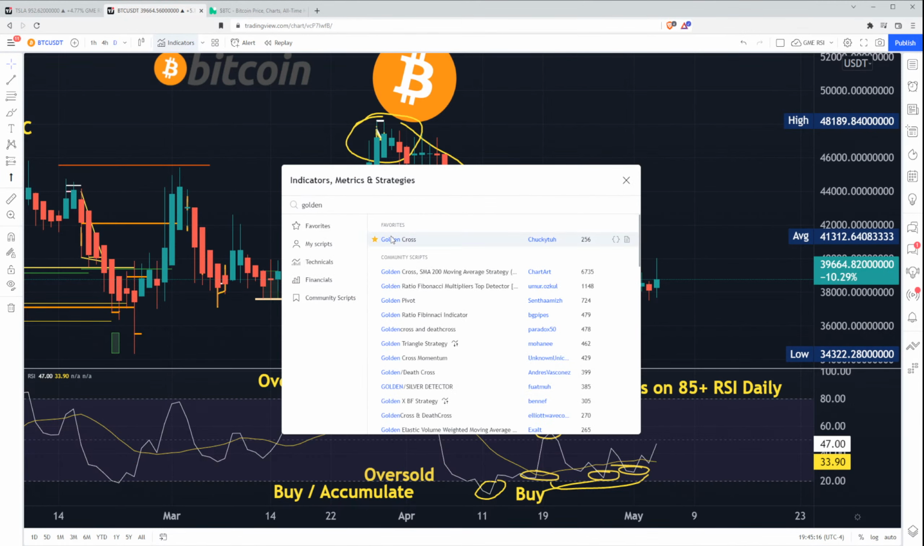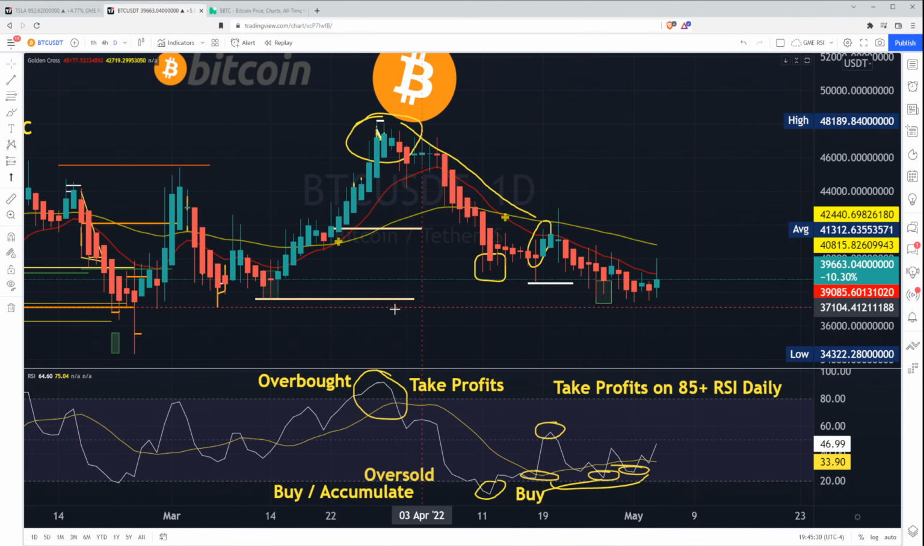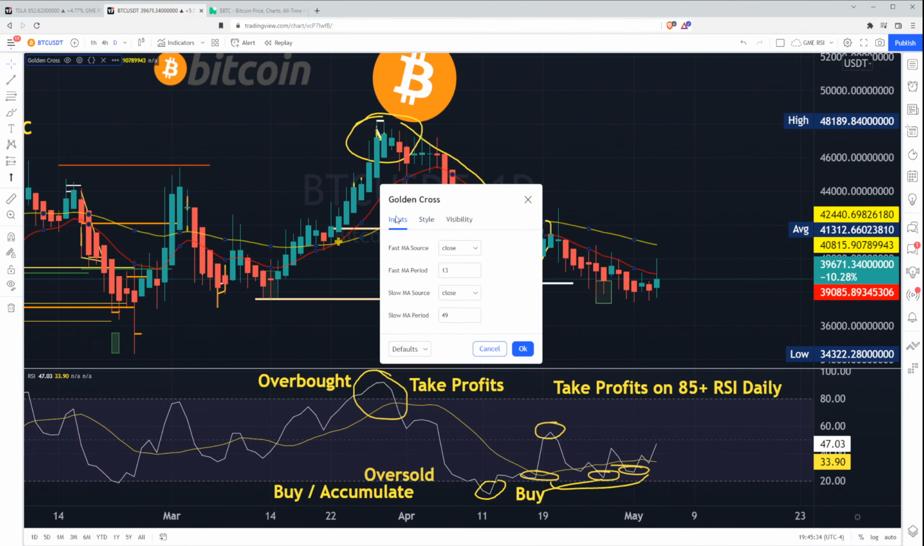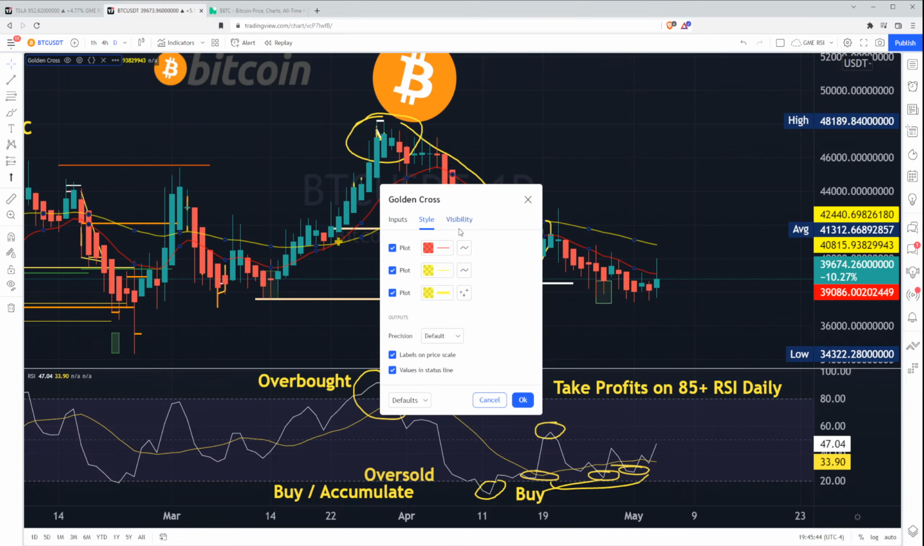This is called the Golden Cross. I already have it in my favorites. And you want to get the one that's provided by Chucky Tuh. Now, I'm going to go ahead and add this to my chart. And here's my configurations for Golden Cross. Inputs, let's just keep it on default. For the slow moving average period, 49. Fast moving average period, 13. I like to keep it the gold color.